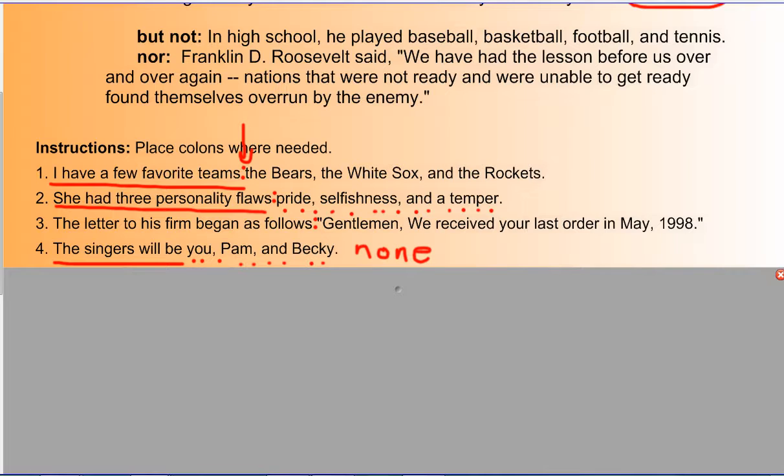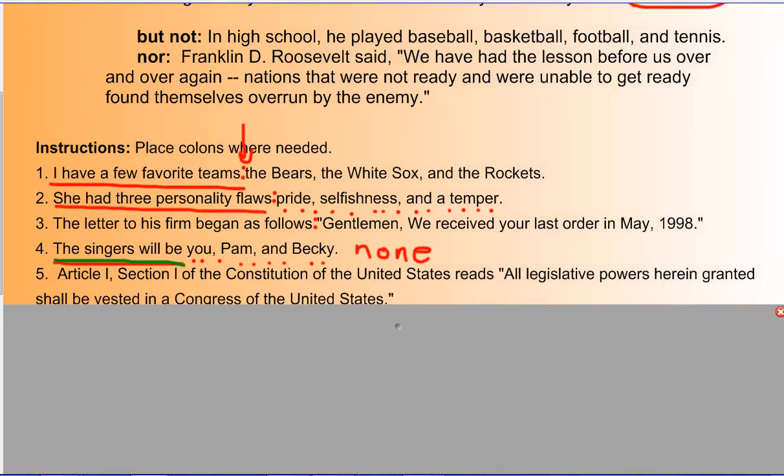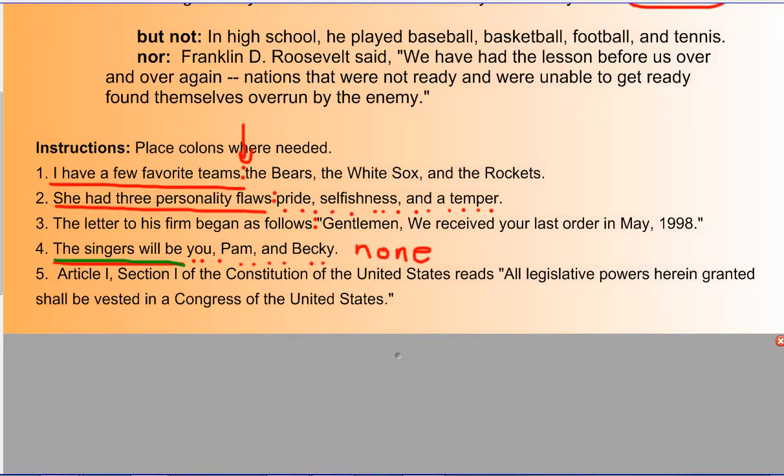The idea that we don't need a colon, remember, go through those checks. What's before needs to be a full sentence first. And this one is not a full sentence if I were to stop there. Article 1, Section 1 of the Constitution of the United States reads, quote, all legislative powers herein granted shall be vested, and on and on.